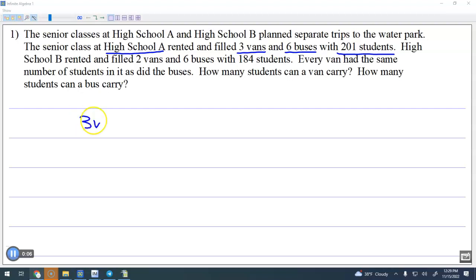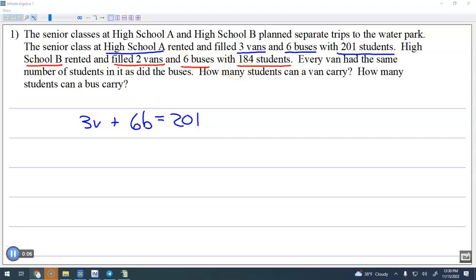So that would be 3 vans plus 6 buses. I don't like the 6 and the B because they kind of look the same, but that's a 6, that's a B. Equals 201. So I got vans with kids in them, I got buses with kids in them, and all together I have 201 students going to the water park.